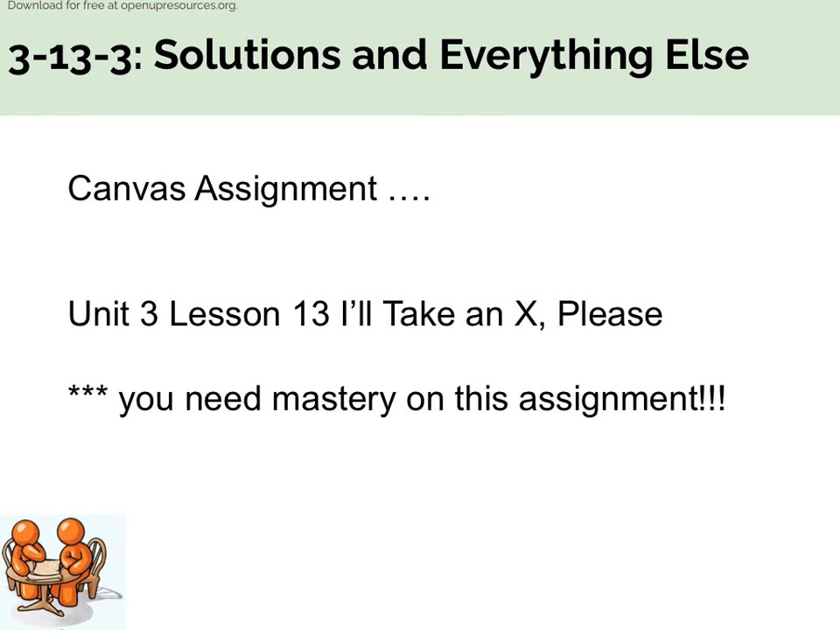In the last example activity, we were going through some stuff, and we were talking about solutions to equations and solutions to lines. And remember, we always need an X and we need a Y. So what you're going to do is go into Canvas. In Canvas, it's called Unit 3, Lesson 13.